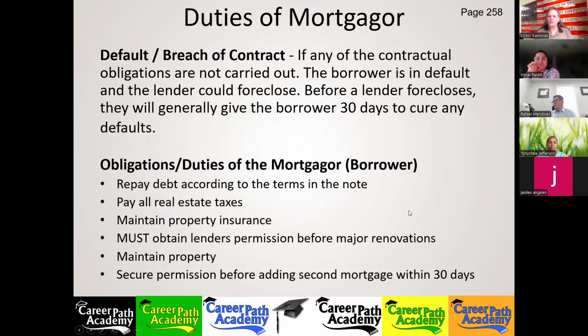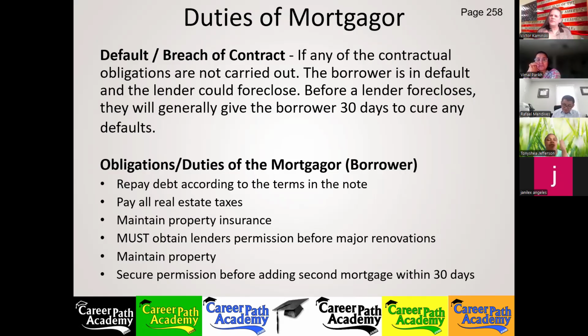So, default or breach of contract we learned about. I'm just going to go over it again real quick. If any of the contractual obligations are not carried out, the borrower is considered to be in default, and the lender could then foreclose. But before the lender forecloses, they'll generally give a borrower 30 days to cure any defaults, because they don't want your property, they want the money.